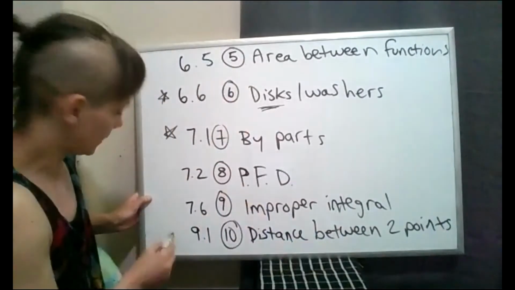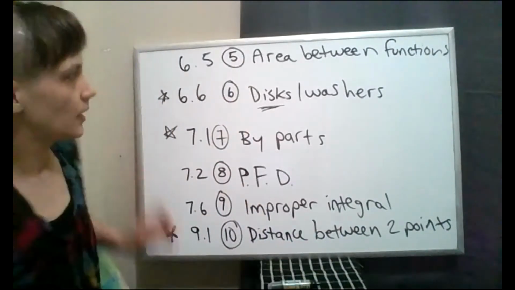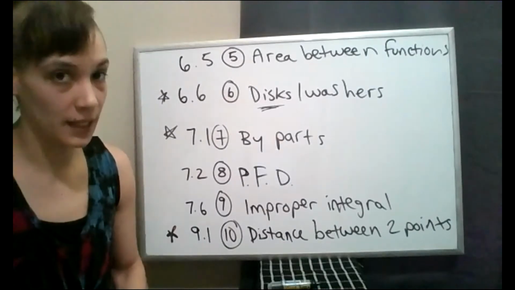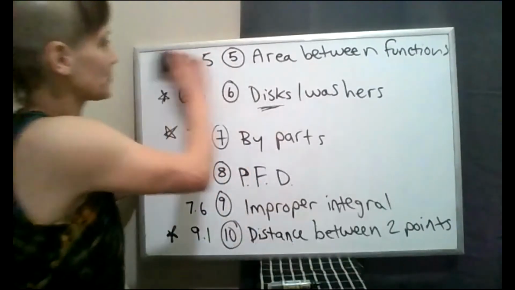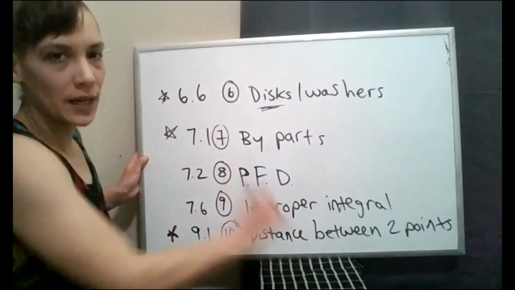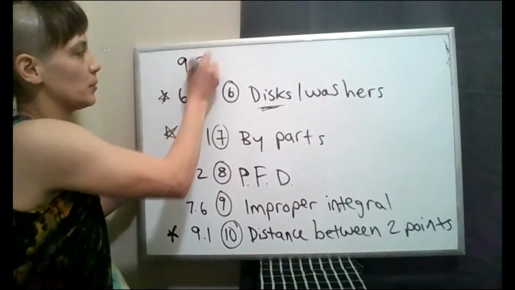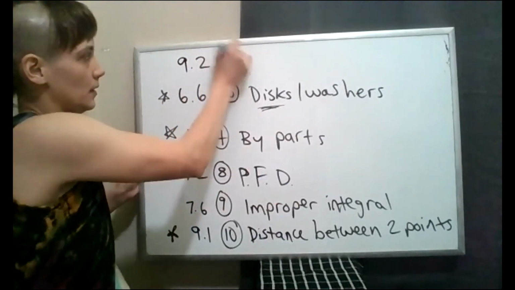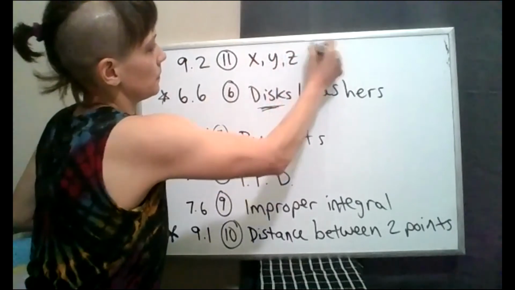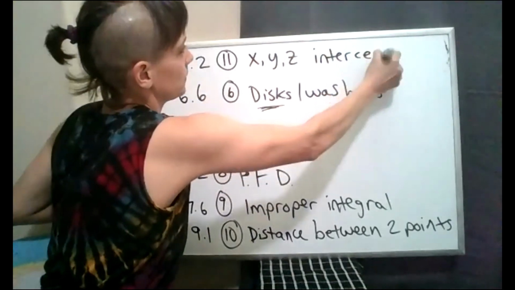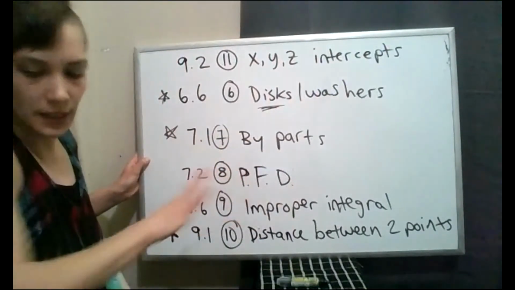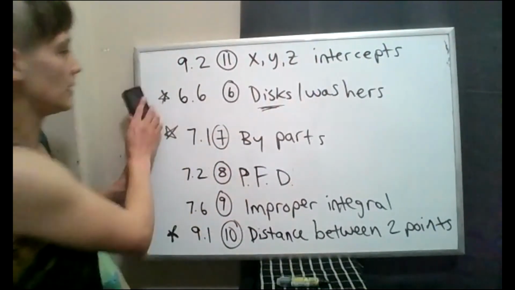So we'll do one of these today. Then from 9.2, we're going to find the x, y, z intercepts. That's it. I feel like we didn't have a lot of time to practice chapter 9, so we're going to just keep it simple. So the x-intercept, the y-intercept, the z-intercept, and then that's it for that one.